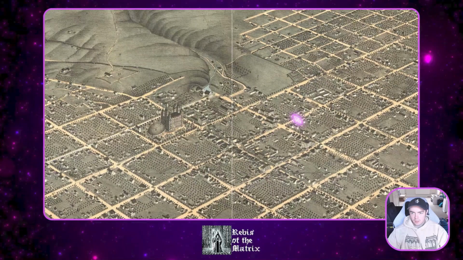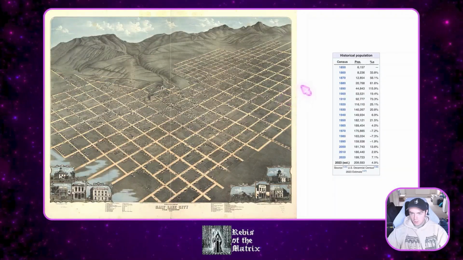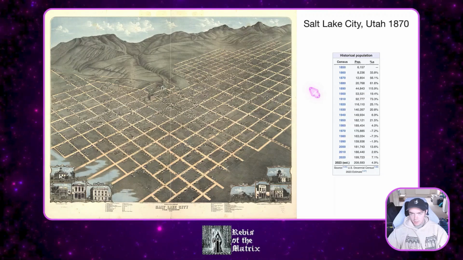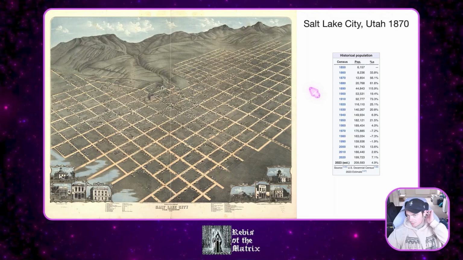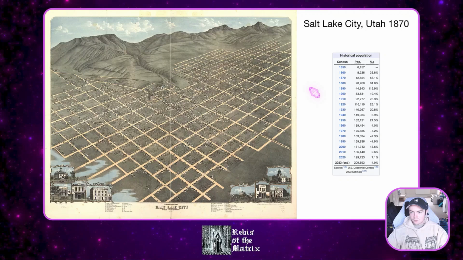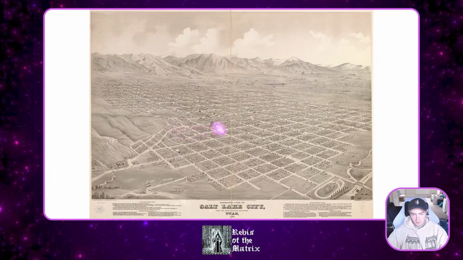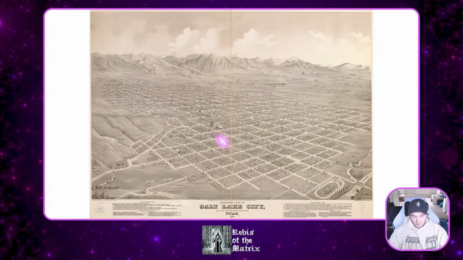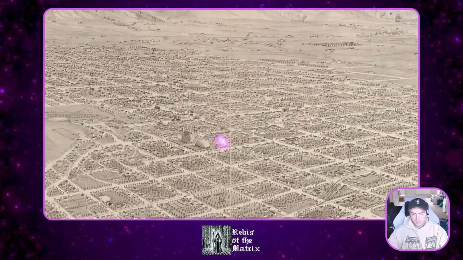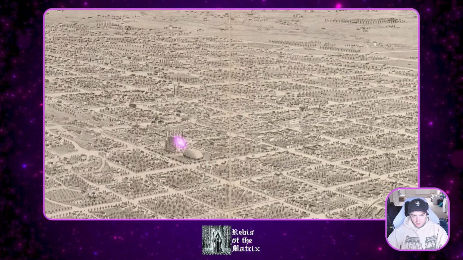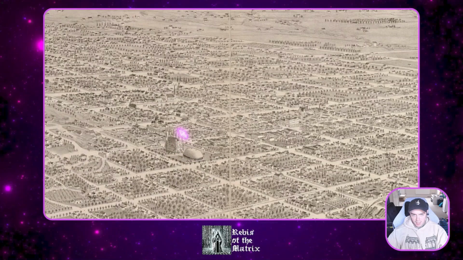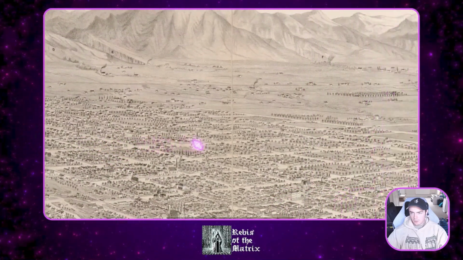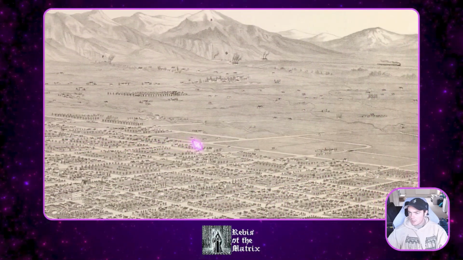So this isn't the only piece of evidence to go off of Salt Lake City in 1870. We then have another panoramic map which shows Salt Lake City in 1875. And it's the same story here, where we have a fully kitted out Disney temple right here. Same grid-like pattern, from a different orientation this time though, different vantage point.